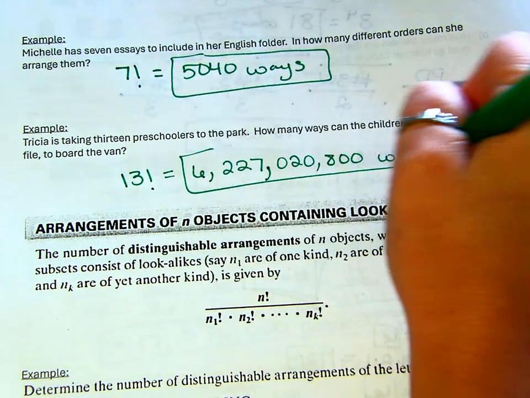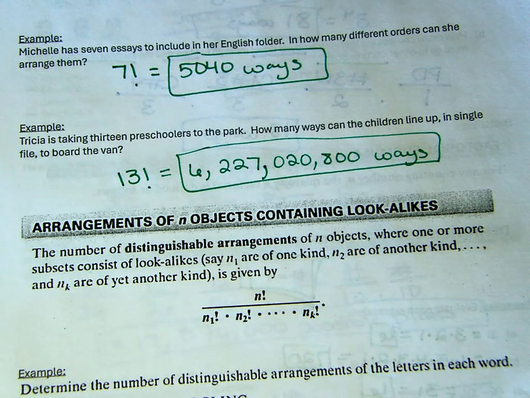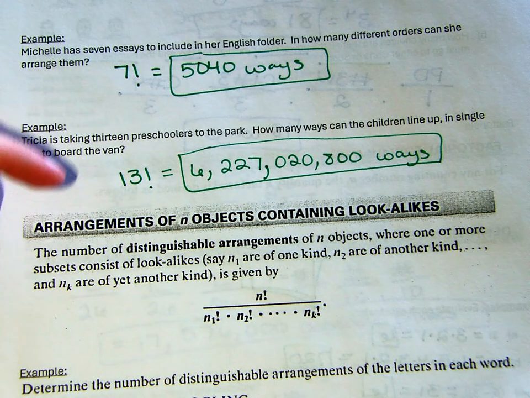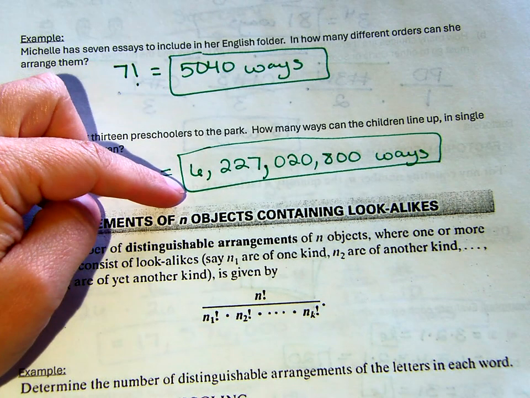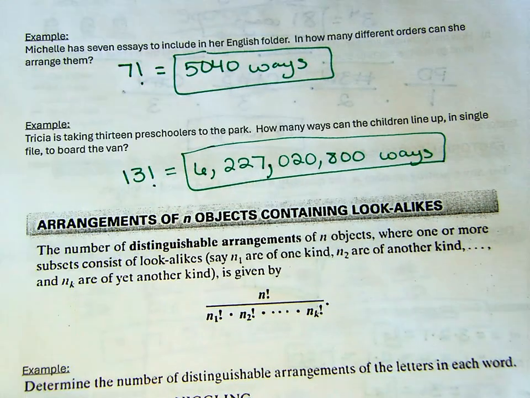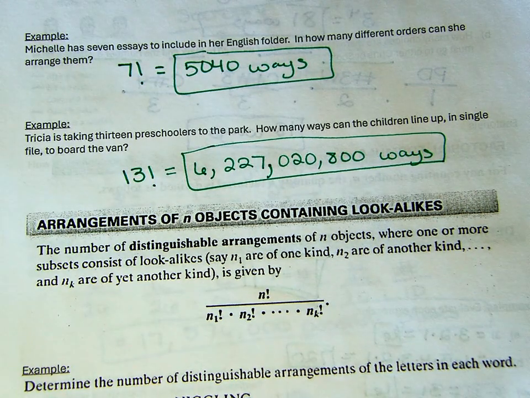So we didn't even double the factorial, it's not 7 to 14, but look at how big of a difference it made. We went from 5,000 to 6 billion different ways. That's pretty crazy. So these didn't have any stipulations on them. Any kid could be first. Any paper could be first.